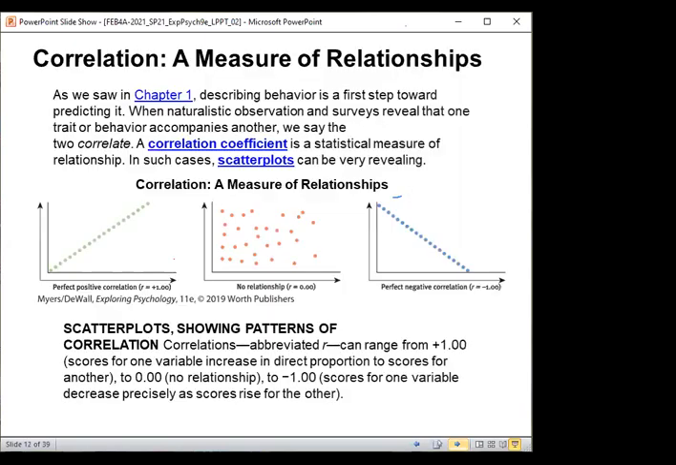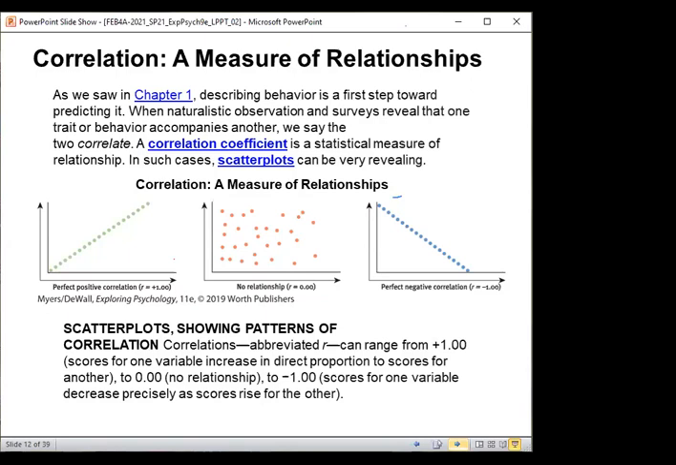Okay, and then we revisit the idea again of correlation, which we talked about a little bit already. Again, this is a measure of relationships. The first step toward predicting is to see how well two variables are related to one another. When naturalistic observation and surveys reveal that one trait or behavior accompanies another, we say the two correlate. Again, the correlation coefficient is the number of that strength, and we use scatter plots to uncover the relationships between those variables.